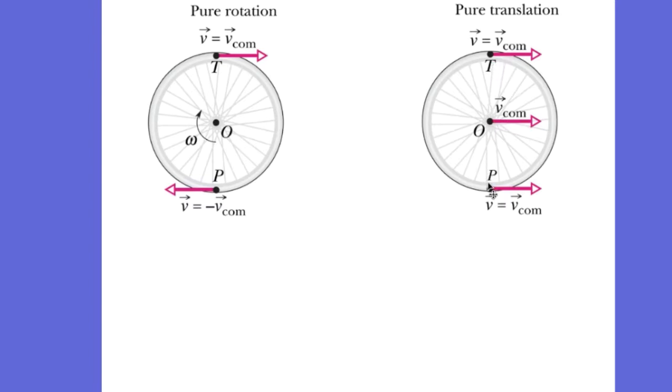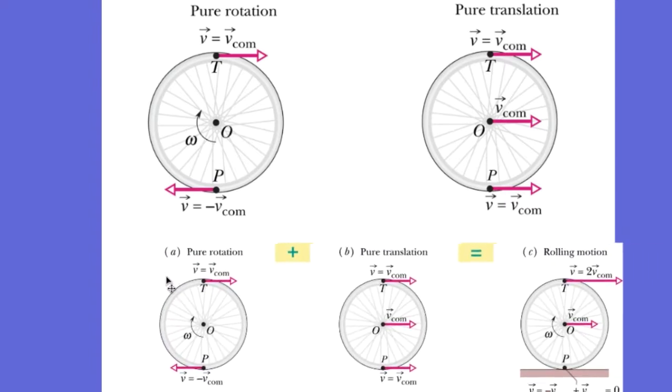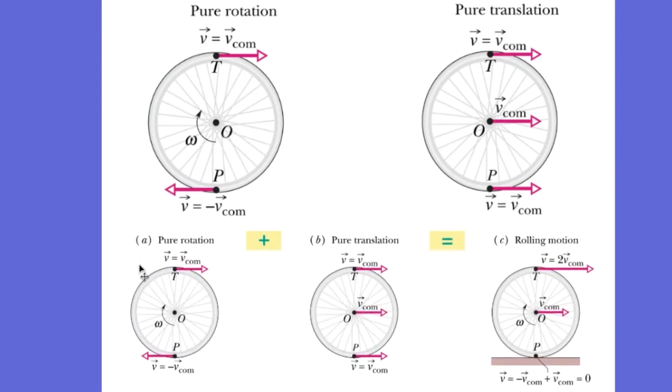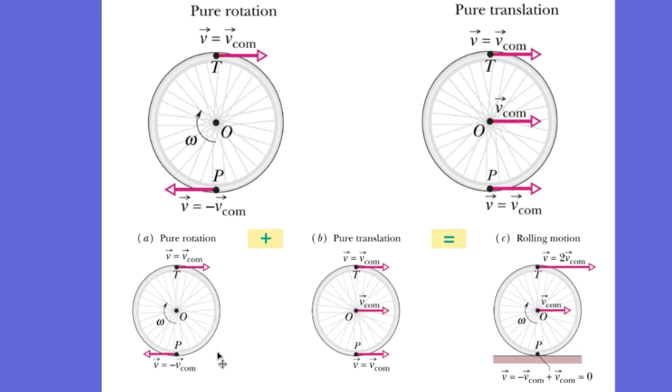And just looking at the translational portion of it, all parts of the wheel are moving at VCOM. When you combine these two, of course, rotation and translation are happening at the same time. So at any moment, the velocity at those points on the wheel is the sum of those vectors. So this vector plus this vector gives us 0. That means where the wheel is in contact with the ground, there is 0 velocity.